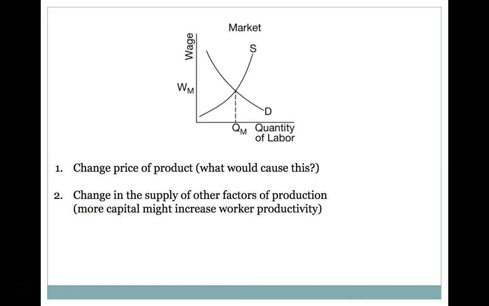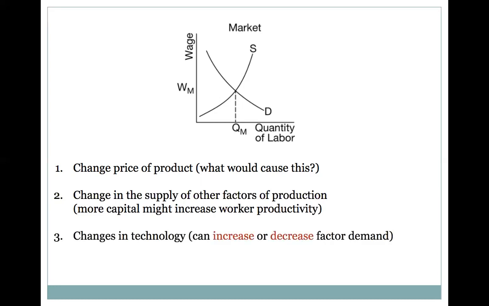There could be a change in the supply of another factor of production, a complementary factor of production. So as a business expands and purchases more capital or builds a larger factory space, that can increase the productivity of the workers. And then that would therefore allow the factory to hire more workers.